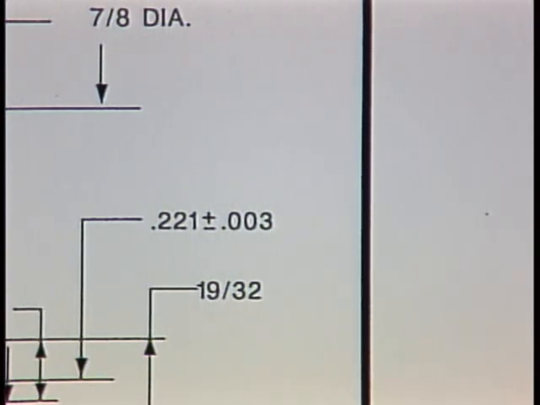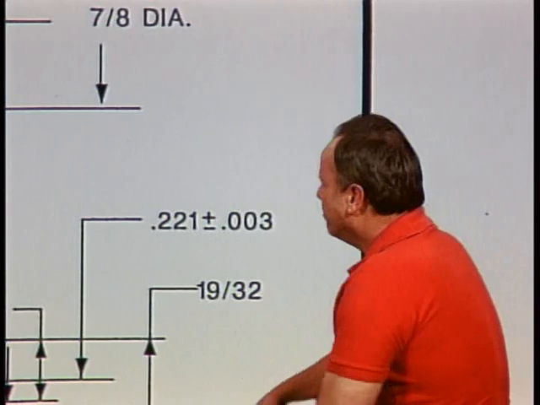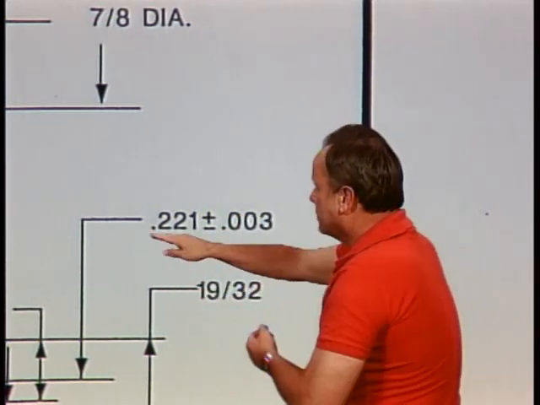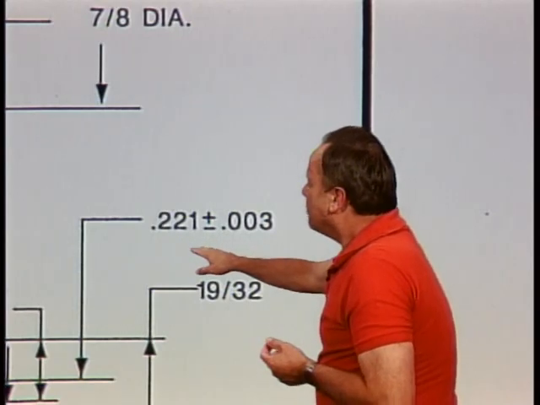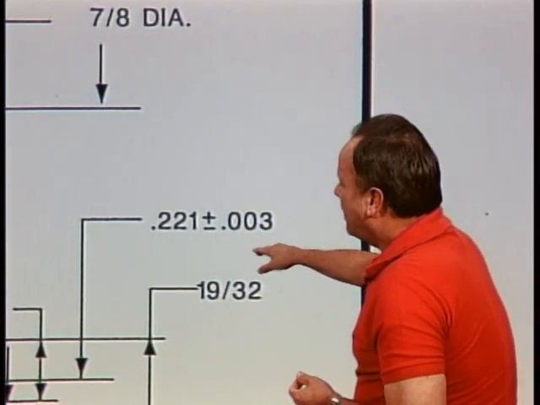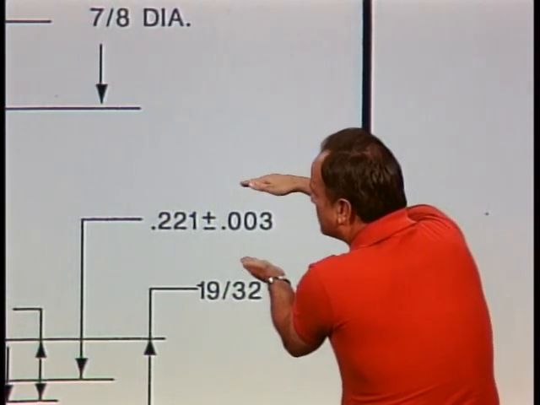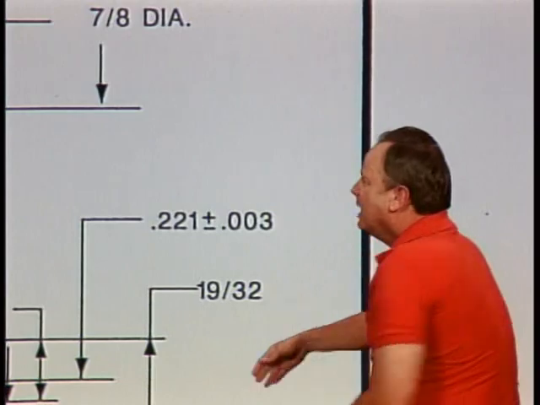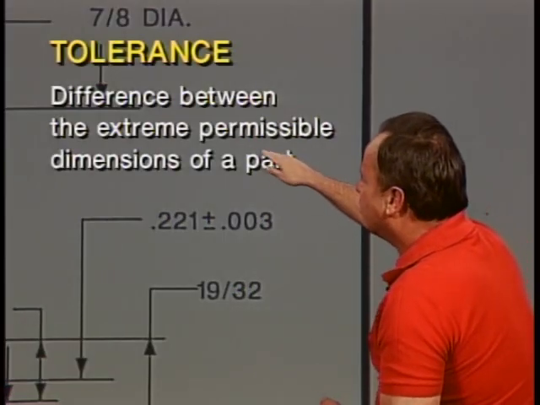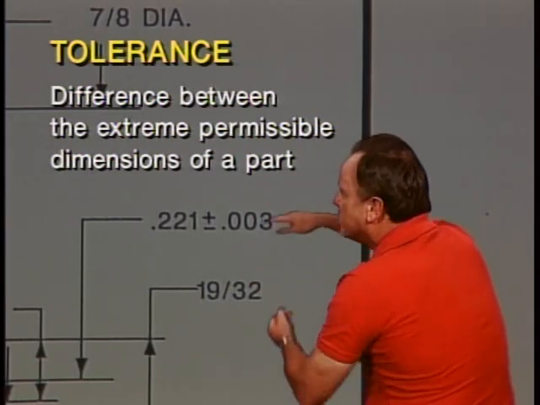Now, you notice sometimes when you're reading a drawing, they will give you a range of permissible dimensions of a part. In this particular case, they said the part was 0.221 plus or minus 0.003. And if you take the minus 0.003 and add it to the plus 0.003, that is the tolerance, because tolerance is the difference between the extreme permissible dimensions of a part, and you get a tolerance here of 0.006.